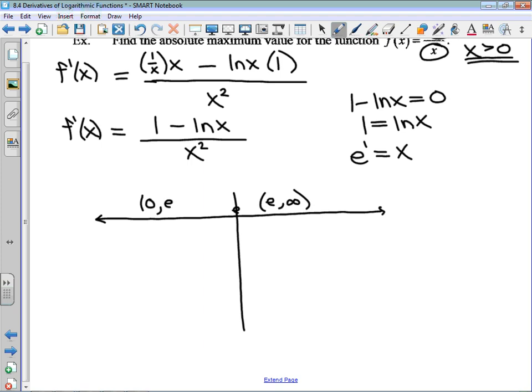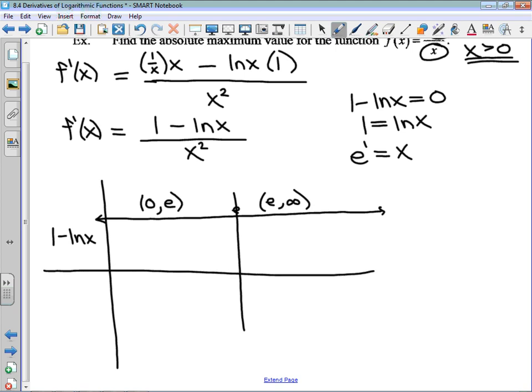And then what I'm looking at there are two factors. There's 1 minus the natural log of x, and there's also x squared. And then what we're going to be doing is evaluating the sign of f prime of x. x squared is always positive. I mean, these are only positive numbers, so that certainly works as well.